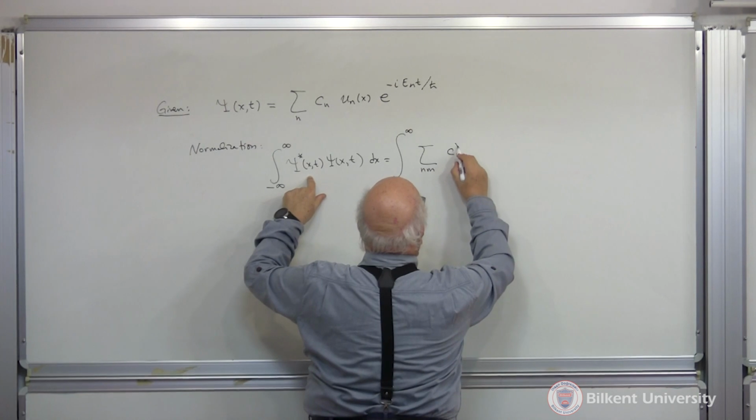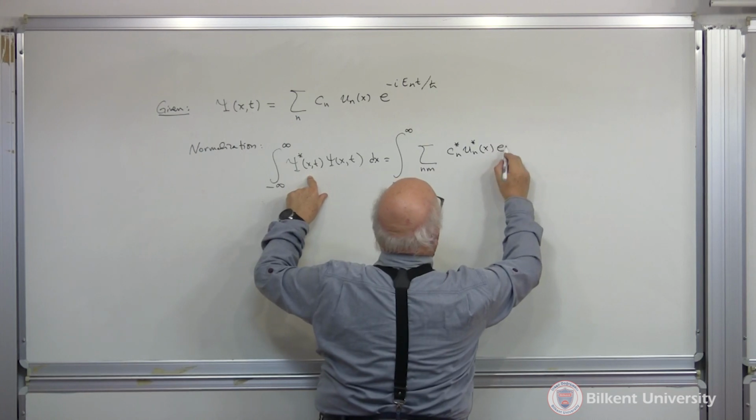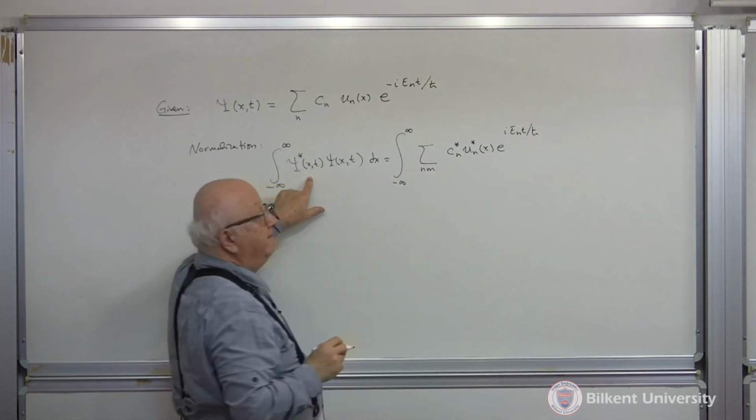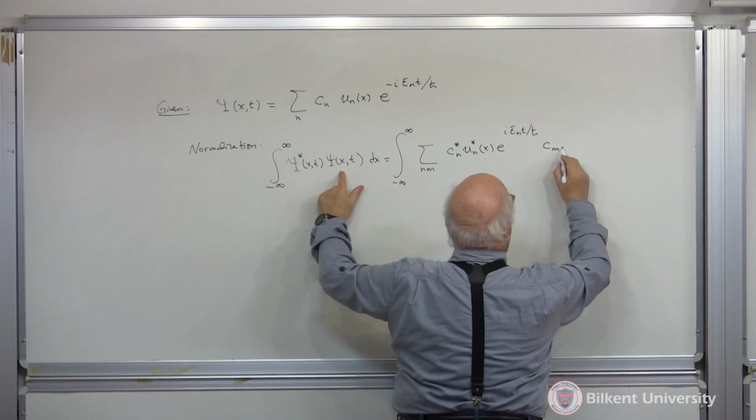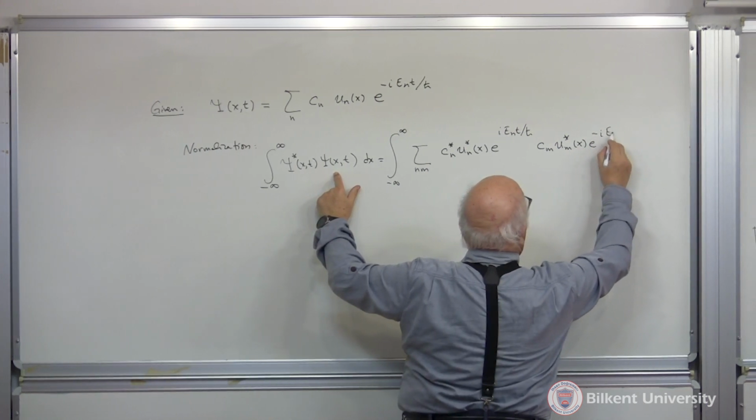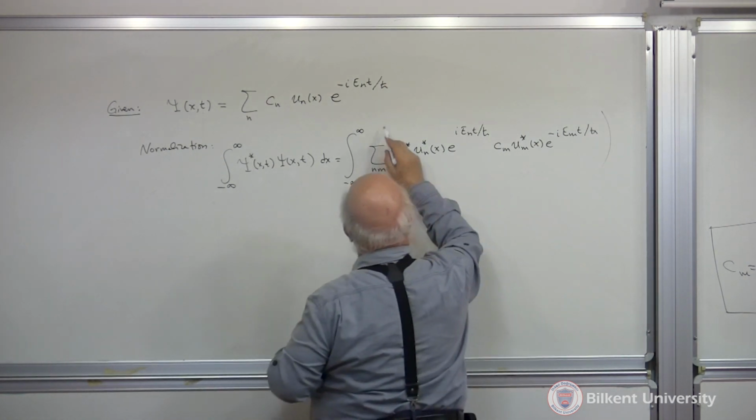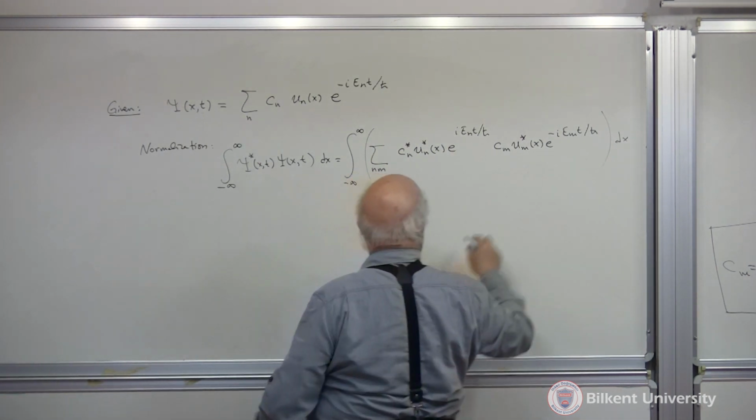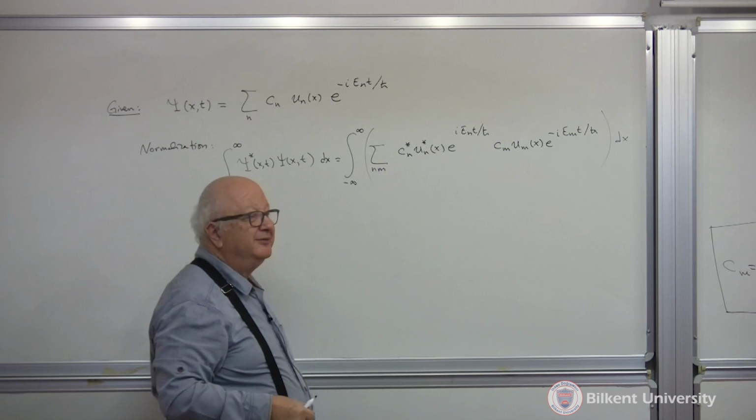This one will come with complex conjugate terms. So it's going to be Cn* un*(x) e^(+iEn t/ħ). This one will come with index m: Cm um(x) e^(-iEm t/ħ). And I have to integrate all of this with respect to x. Why do we have un*? Be courageous, just tell me if I am doing something wrong.